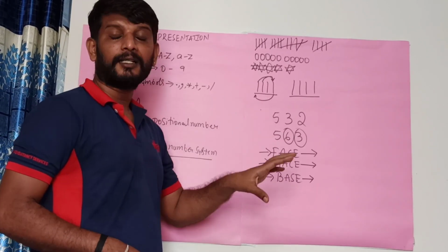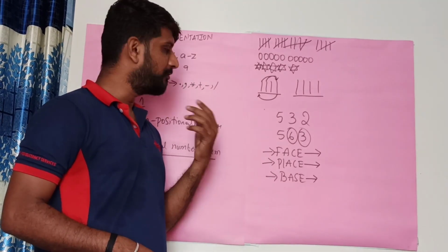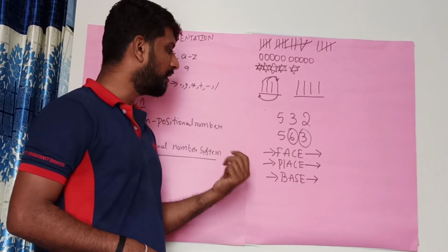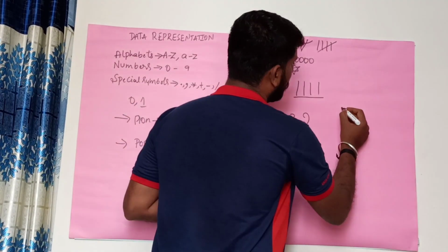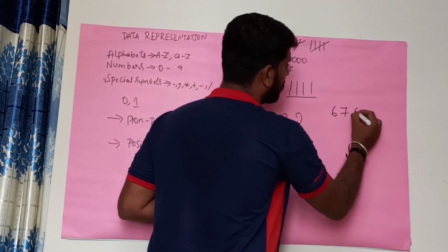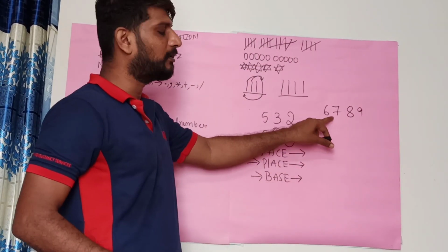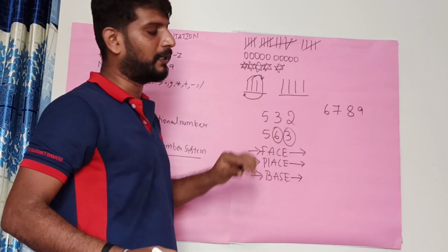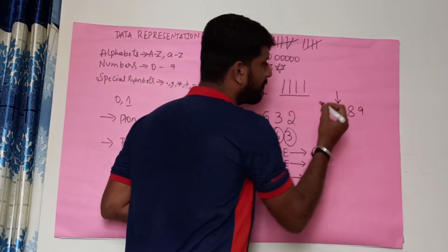Now let me consider an example and explain what exactly the face is, what exactly the place is, and what exactly the base is. So let us consider the example 6, 7, 8, 9. That is nothing but 6789, the number you have taken. So let me consider this particular thing.